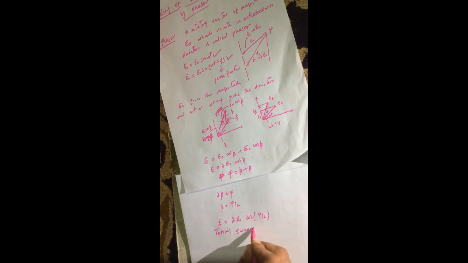Now taking square of both sides, we have E square is equal to 4 E naught square cos square phi divided by 2. Now, as we know that the intensity of electromagnetic wave is proportional to the square of its amplitude, because in the previous case we consider a square is equal to intensity and a prime square is equal to maximum intensity.